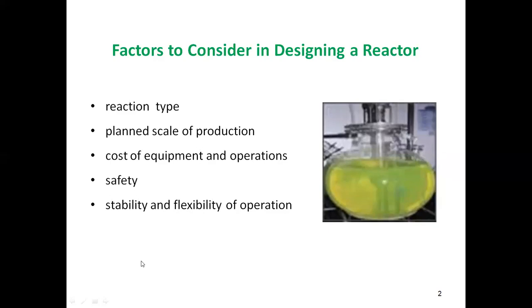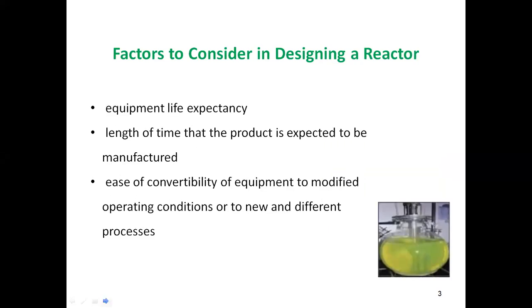Okay, we are now on the second slide. So we are also to consider the equipment life expectancy: the life of our equipment, and the length of time that the product is expected to be manufactured. We need to look into that. How long do we need for the processing, let's say, of one batch? So we need to know that. And the ease of convertibility of the equipment to modified operating conditions or to new and different processes.